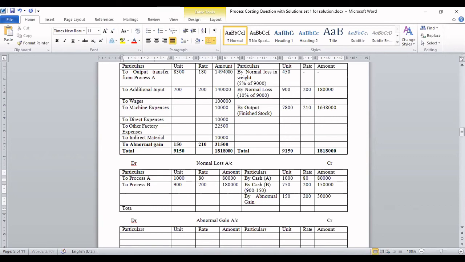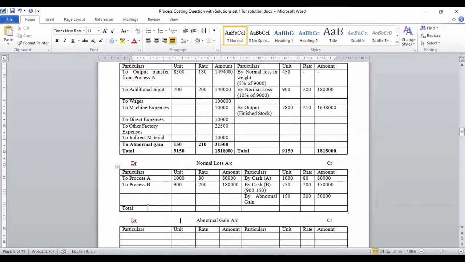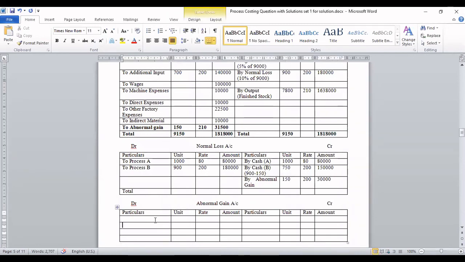That account will tally. Okay. So just close this account and immediately transfer this abnormal gain to the abnormal gain account, from normal loss to abnormal gain. So we'll write here to normal loss account. Yes, bacha. To normal loss account, what quantity? 150. The rate was 200 and 30,000. Now, just close this normal loss account first of all. It will come to 1,900 units, and the amount is 2,60,000. Both sides you will get the same, no issue in this. Just take the total. You'll get the credit side also the same, 1,900 units and amount 2,60,000.